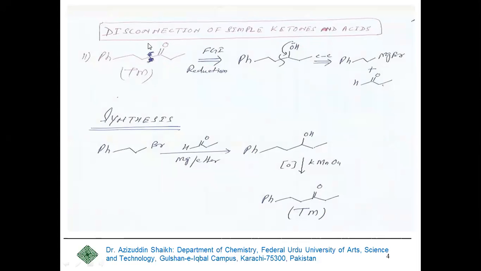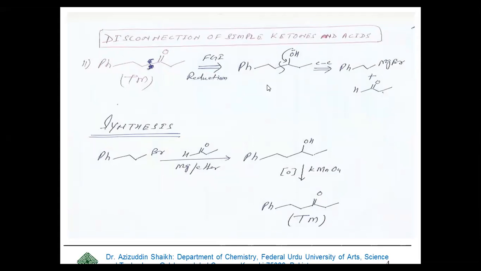This is the ketone target molecule. Ketone carbonyl compounds by FGI. This is another way to disconnect. In the previous lecture, we discussed how to disconnect a double bond as well as alcohol. Now we are going to do an aryl ketone. Now we are going to discuss ketone.